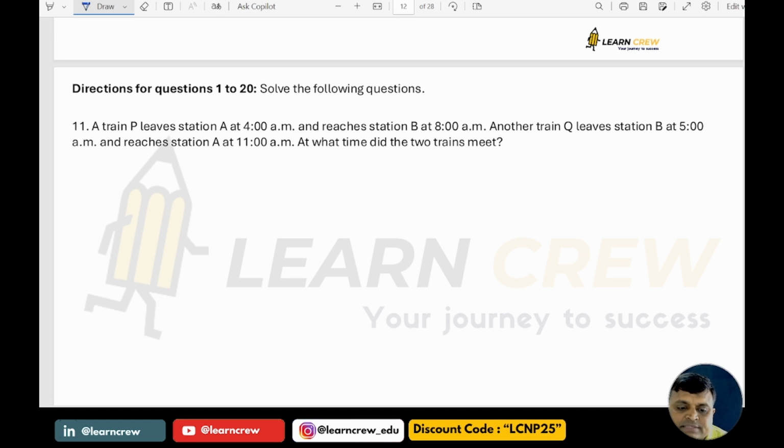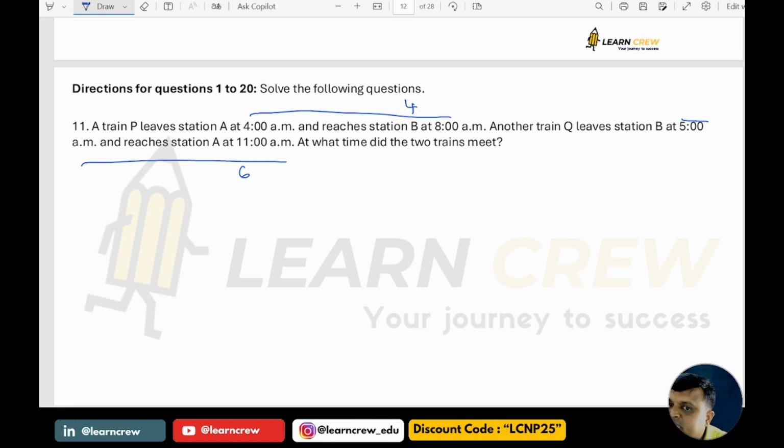Question number 11. A train P leaves a station A at 4 a.m. and reaches station B at 8 a.m. Another train Q leaves station B at 5 a.m. and reaches A at 11 a.m. So it is taking 4 hours. The other is taking how much? 5 to 11, 6 hours.